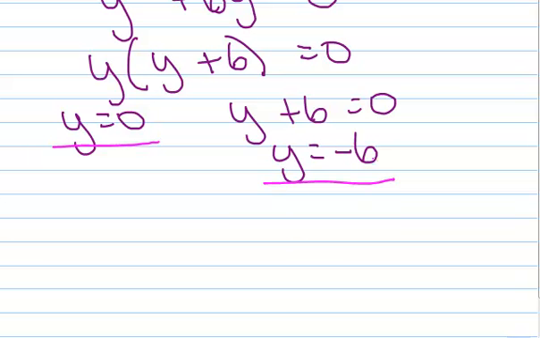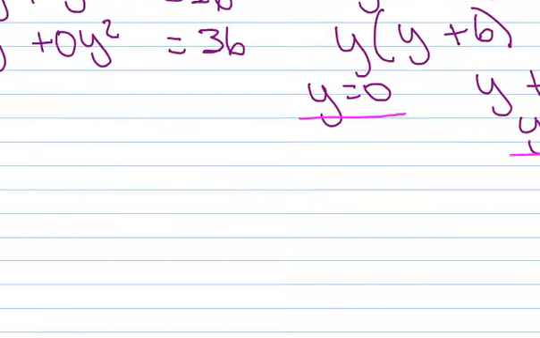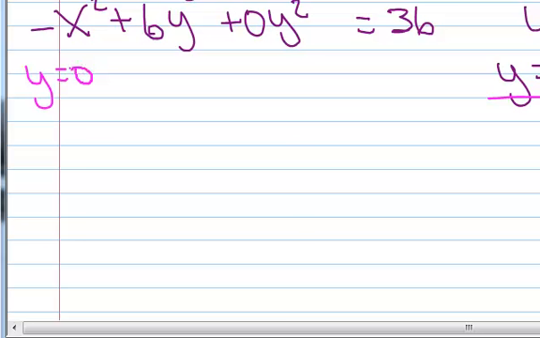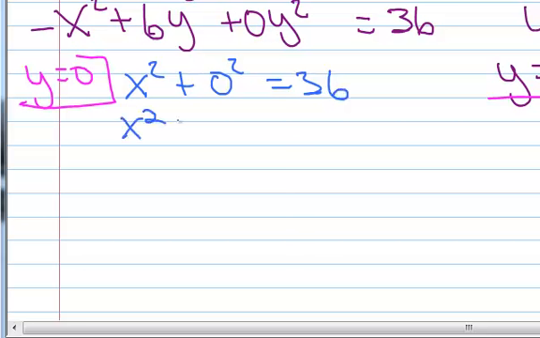All right, so let's put each one back in and see what our x's are. So let's pick the y equals 0. Let's put that one in over here. I can use either equation I want. I'm going to pick the top one. I've got x squared plus 0 squared equals 36. So that gives me x squared equals 36. Square root both sides, so I get x equals plus or minus 6.